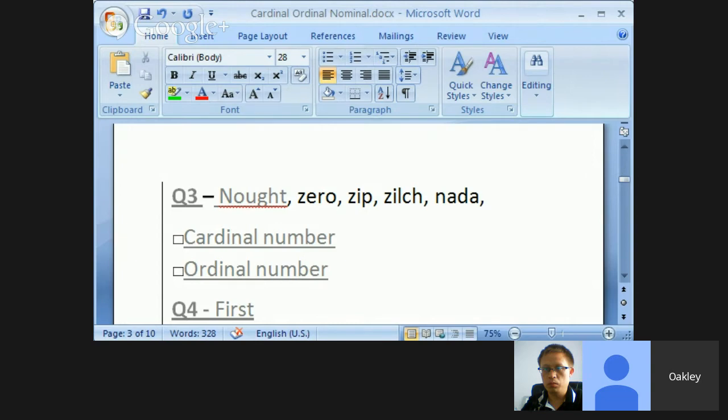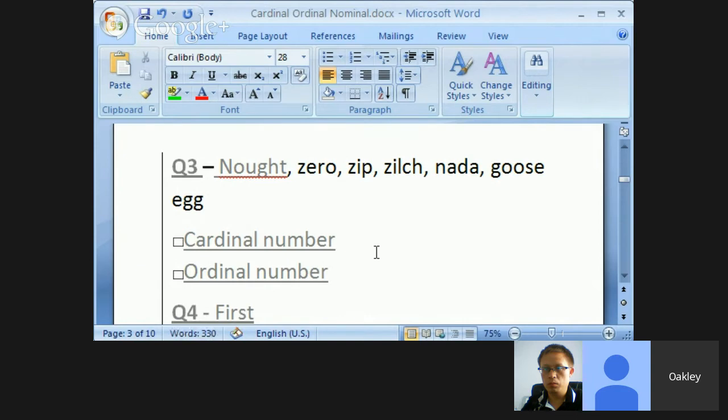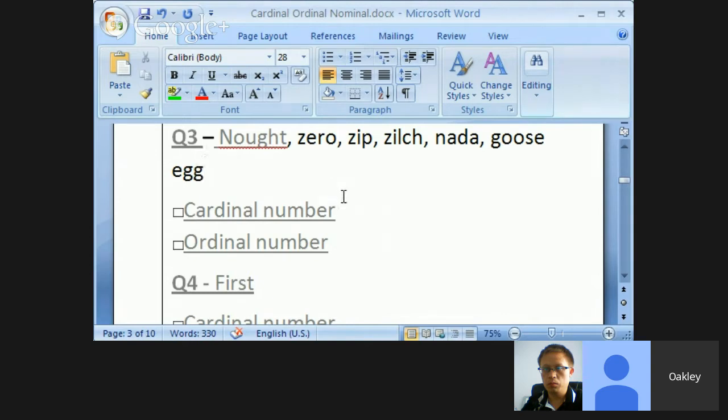The football team won 6 goals to nada, 6 goals to zip. The score was zip, zip. It was a tie score, 0-0. Zip, zilch, nada. The British team put up a goose egg in the first quarter. Goose egg is slang expression for 0. They put up a big goose egg. All right, so we have different ways to say 0 in English. Quite a few different ways.